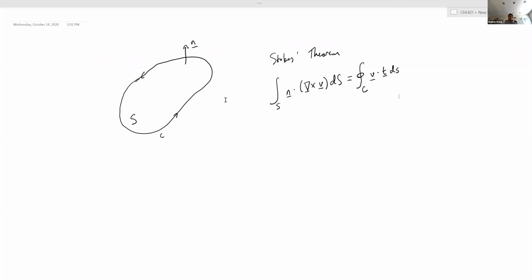I'm not sure exactly what your question is. If I had to guess, what we're calculating on the left-hand side is, for instance, a vorticity if v were velocity, right? Then you're basically totaling the vorticity over this area. It's something like an average, but multiplied by the area, if you will.